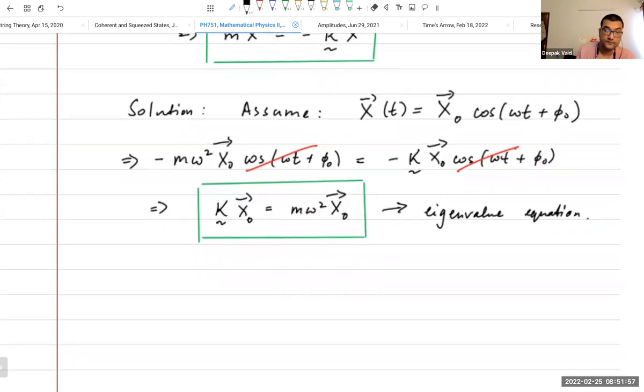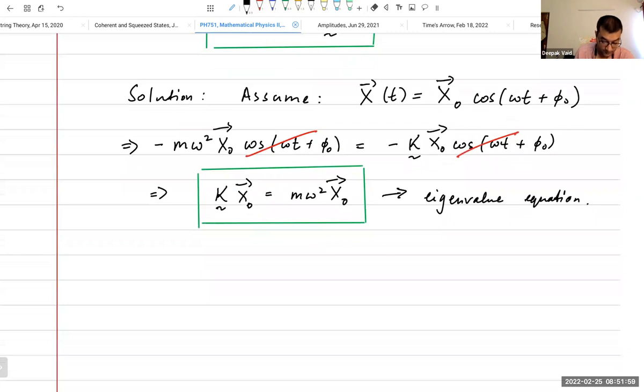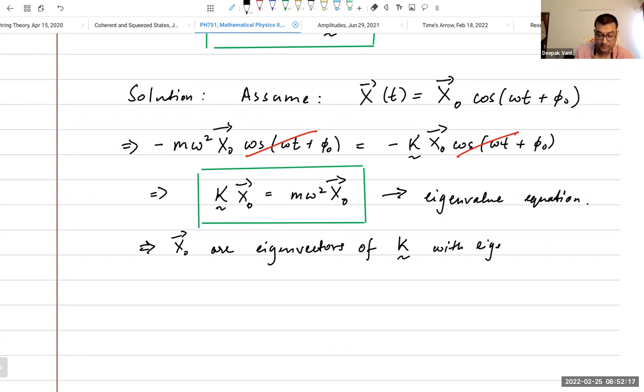Okay. So this implies that these equilibrium configurations are eigenvectors of this K matrix with some eigenvalue m omega squared.